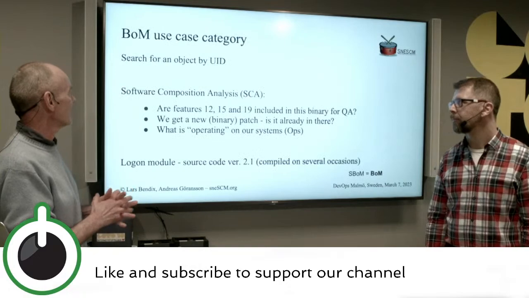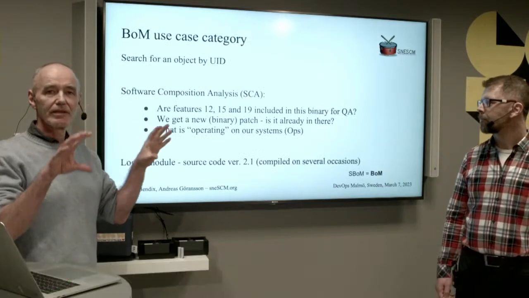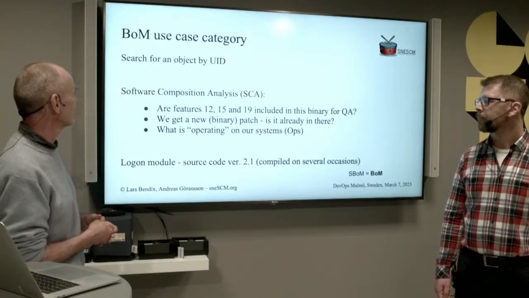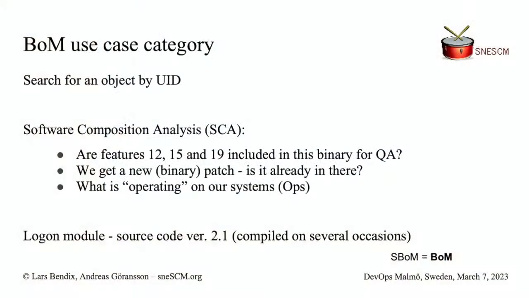So if we dig a little bit deeper into the 3 different overarching categories, then the bill of material thing basically has one use case category, that is the search for an object by a unique ID. So if I'm worried about log4j, then I get the unique ID for log4j, and then I look into the list of ingredients of all the products that I have and scan it and see, is there log4j?